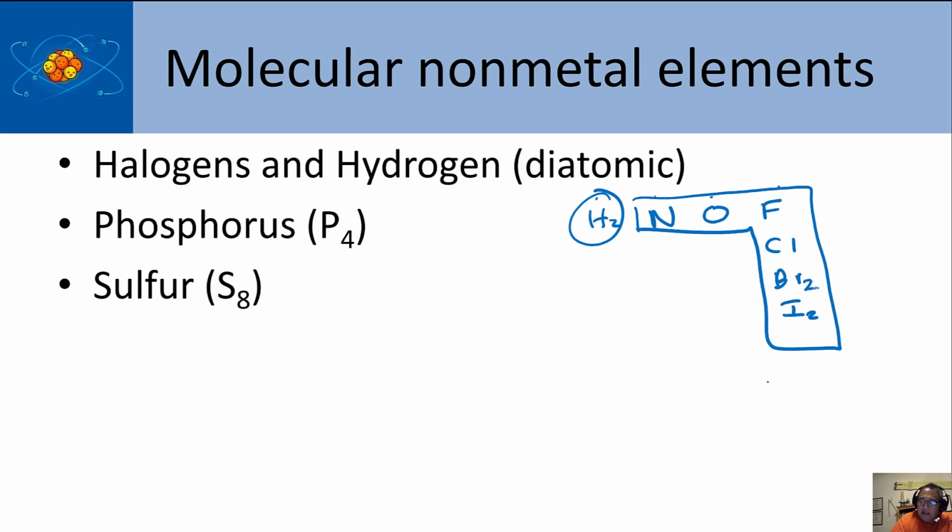And when we say diatomic, in their elemental form, they come like this. So if a question says hydrogen gas or nitrogen gas or fluorine gas gets produced, it's never fluorine by itself. It's always diatomic, unless it says atomic fluorine, and then it's atoms of fluorine they can produce. The other molecular elements are phosphorus and sulfur. Those are P4 and S8.